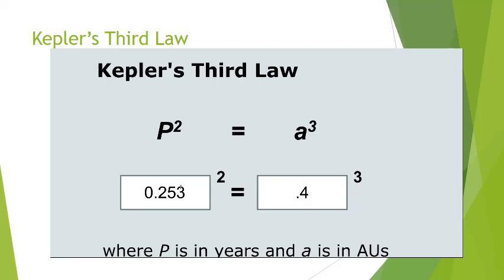It's about 0.25 years, about a quarter of a year. And sure enough, the orbital period of Mercury is around 88 days. And you can play the same game with the rest of the planets.